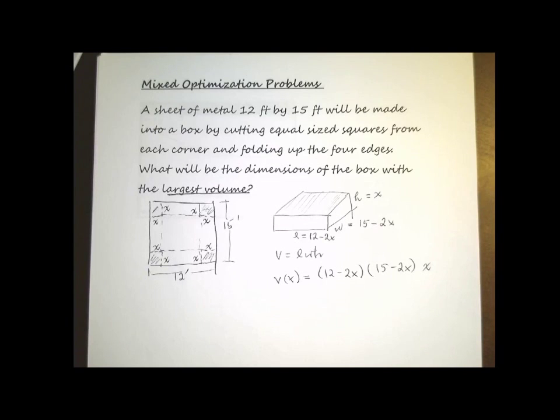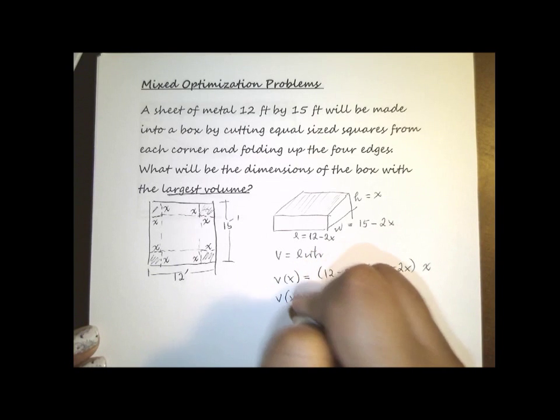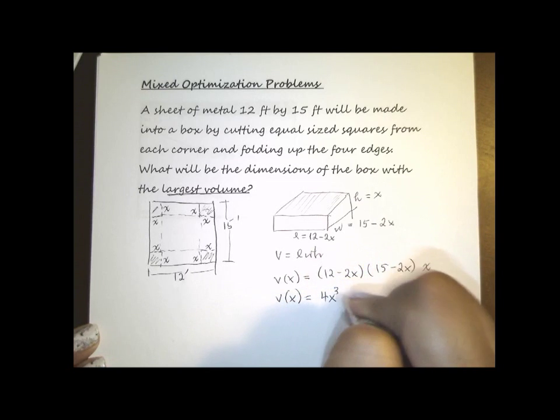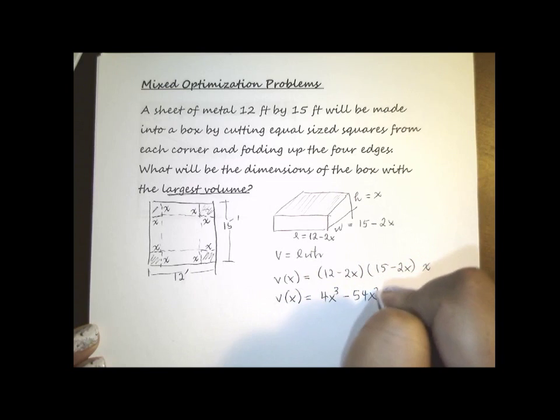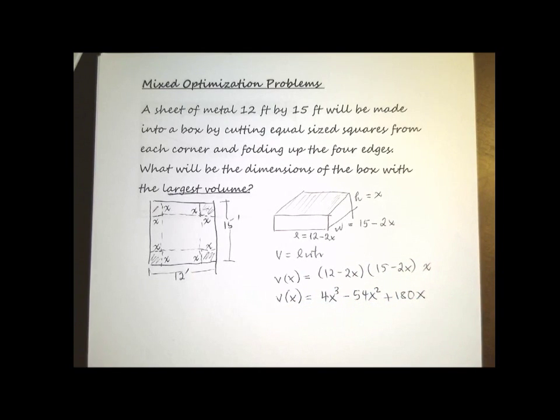Okay, so now that we have our volume expression, I'm going to go ahead and write this. I'm not going to show you the steps in multiplying this out. I'm just going to tell you what it is. This is 4x cubed minus 54x squared plus 180x. Here's my volume expression. And the reason I took the time to multiply it out over on the side is because I need to take the derivative in order to be able to maximize the volume.